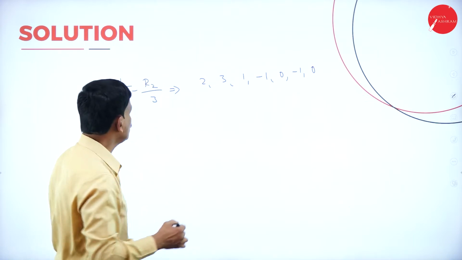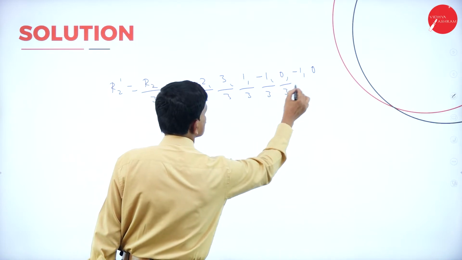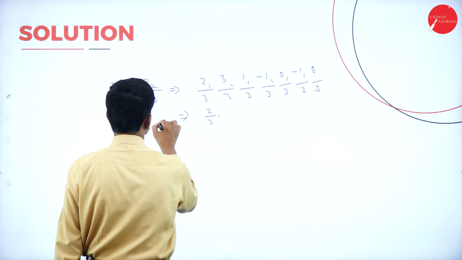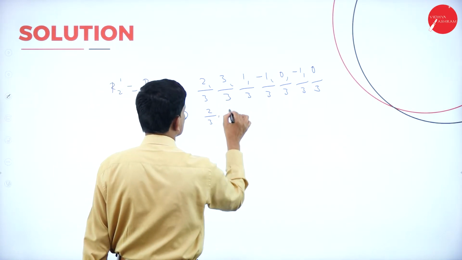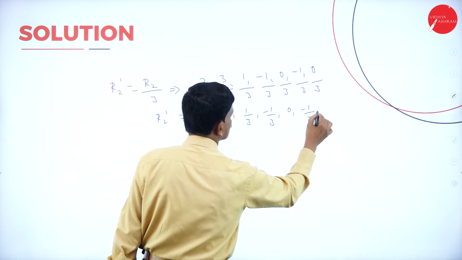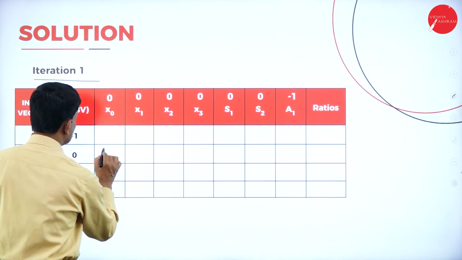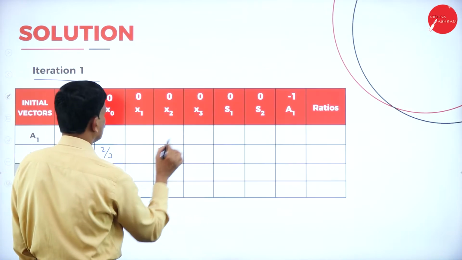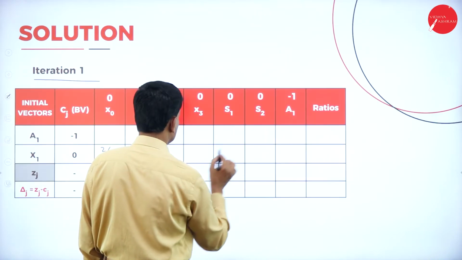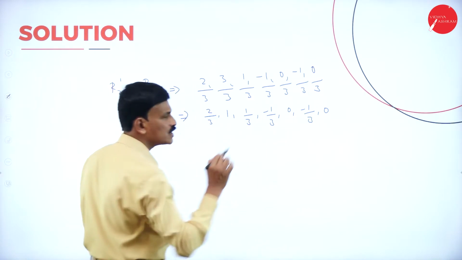Okay. Now let us divide each and every element by 3. If we divide by 3, what will we get? This is 2 by 3, 3 by 3 is 1, this is 1 by 3, minus 1 by 3, 0, minus 1 by 3, 0. These are the elements. Just substitute these values for R2 dash here: 2 by 3, 1, 1 by 3, minus 1 by 3, 0, minus 1 by 3, 0. So these are the elements.